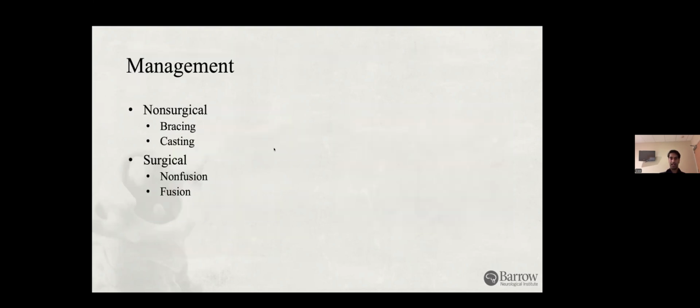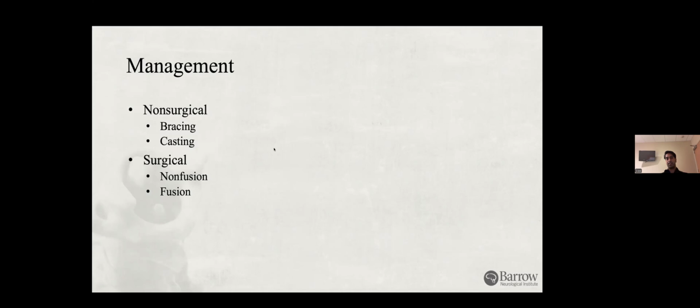So now that we've classified the patient and seen him in clinic, what's the next step? In terms of management, there's really two options. It's either non-surgical, which comes down to bracing and casting, or surgical, which can involve either non-fusion or fusion. Now, the caveat is that if a patient has progression of their deformity and or is having symptoms, the definitive treatment is going to be surgery.